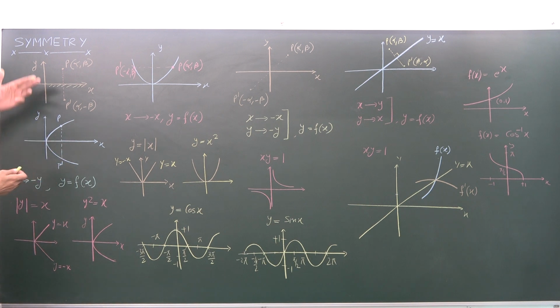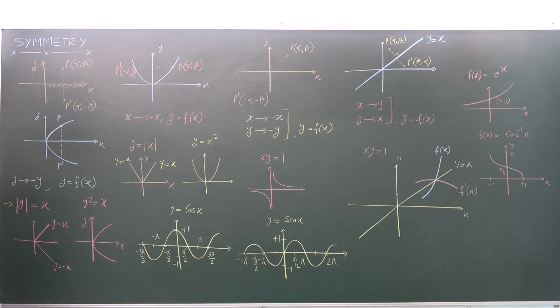In this particular case, P and P dash will lie on the curve y equals f(x), which means if we replace y with minus y and the graph function remains y equals f(x), then our graph is symmetrical about the x-axis. Like the first case is mod y equals x; this line is y equals x and this line is y equals minus x. We will be talking about these graphs later on.